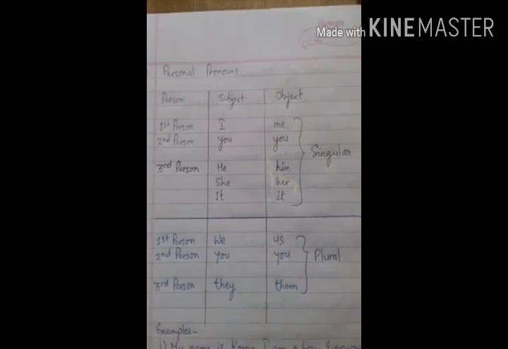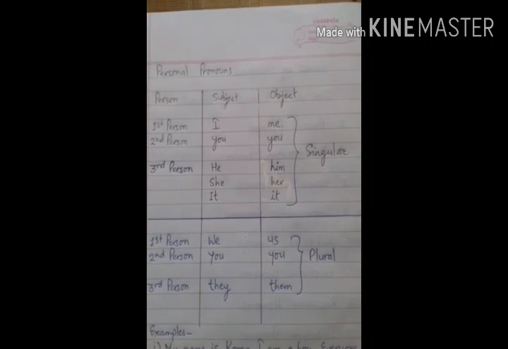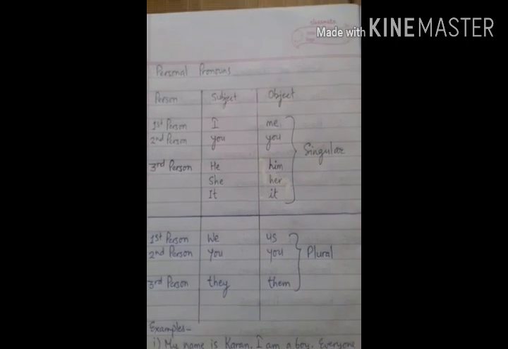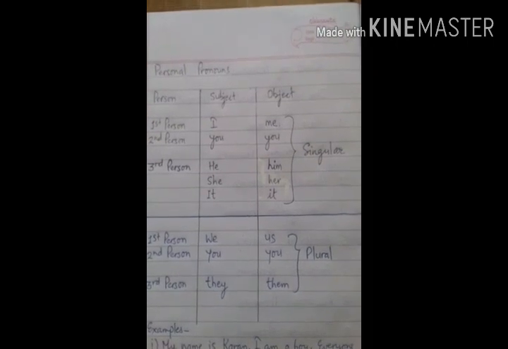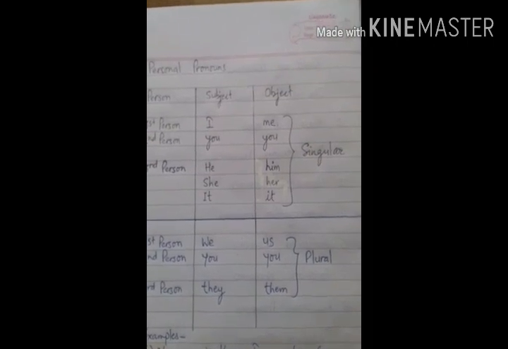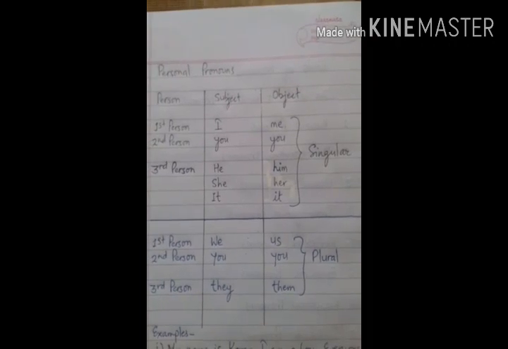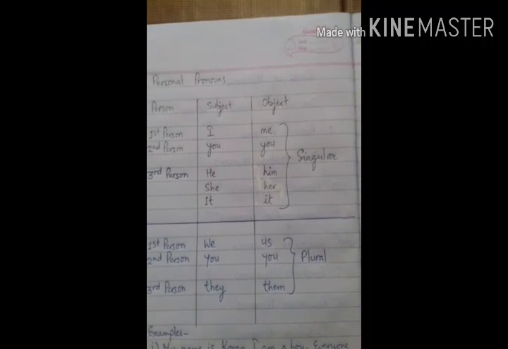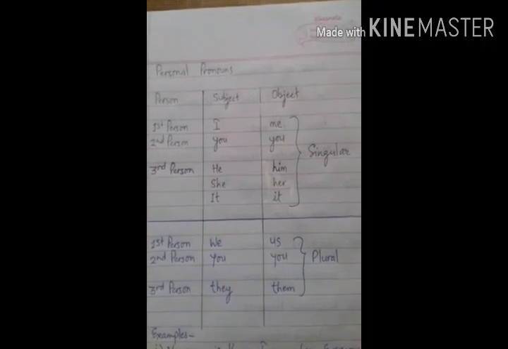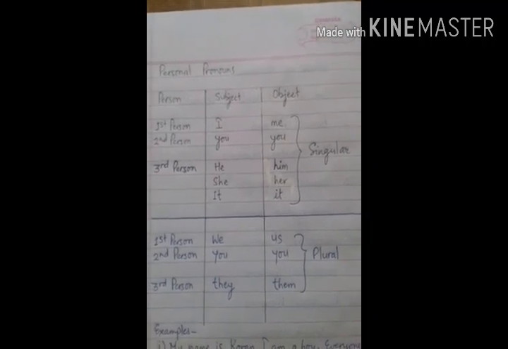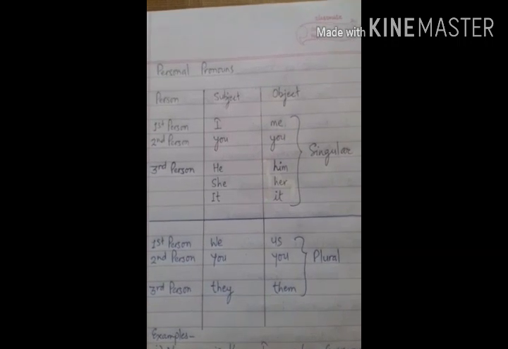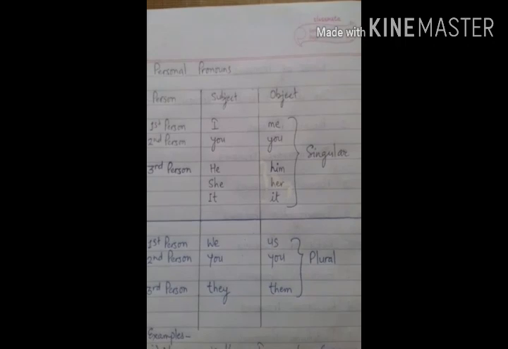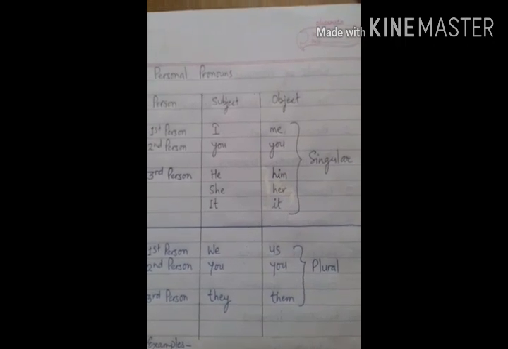In the same case, if the person about whom we are speaking is singular and is a feminine gender, she is used in place of that feminine gender. So she is the third person singular subjective pronoun, and if I use that feminine gender as an object, it becomes her. So her is the third person singular objective pronoun.